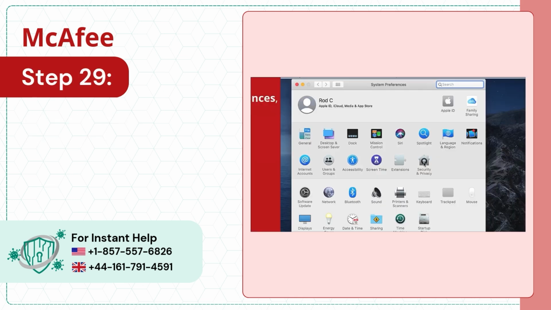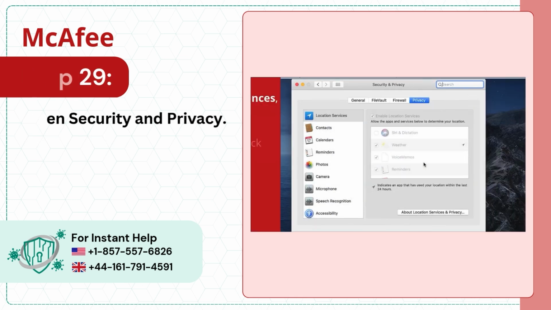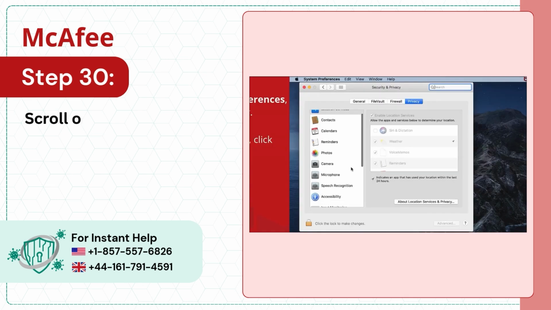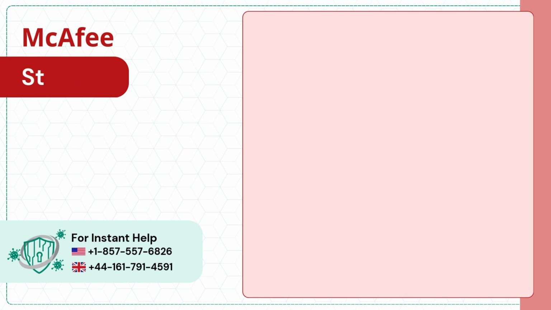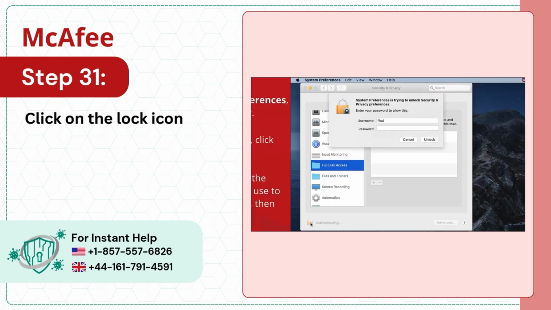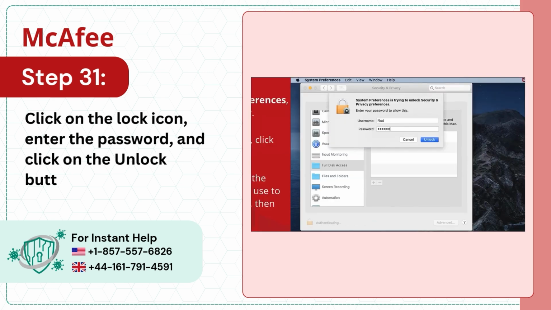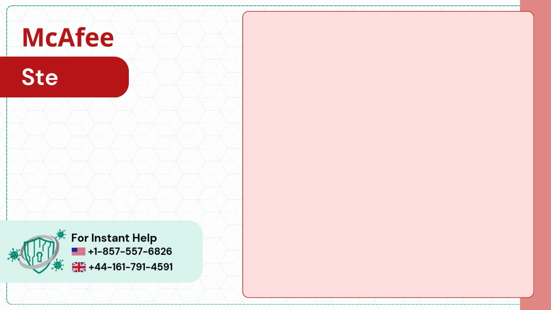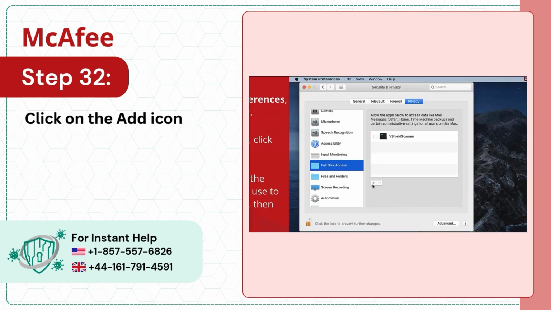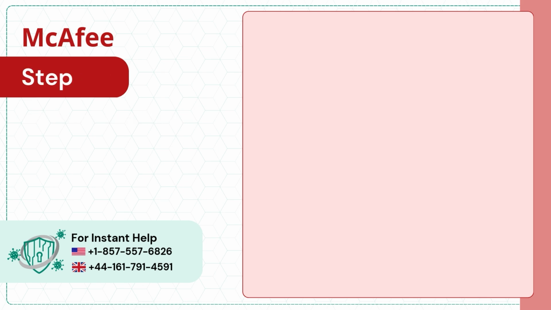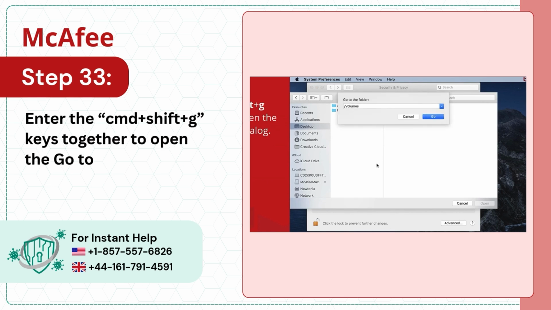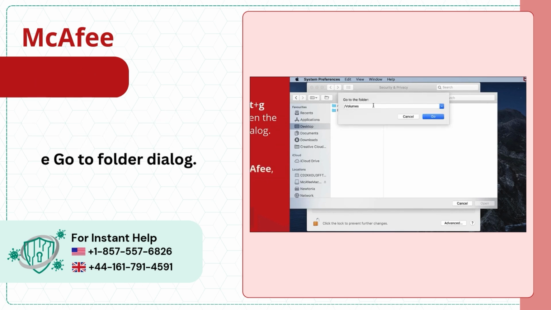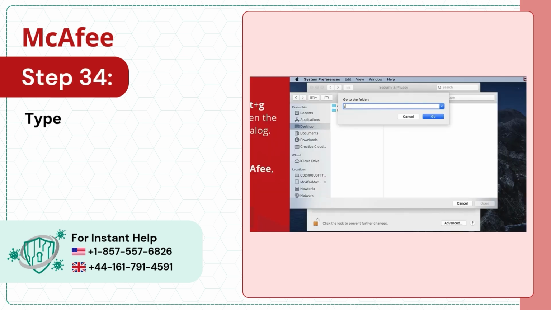Step 29. Open Security and Privacy. Step 30. Scroll on the left panel and click on Full Disk Access. Step 31. Click on the lock icon, enter the password, and click on the unlock button. Step 32. Click on the add icon. Step 33. Enter the CMD plus Shift plus G keys together to open the Go to Folder dialog. Step 34. Type /usr/local/McAfee and click on Go.